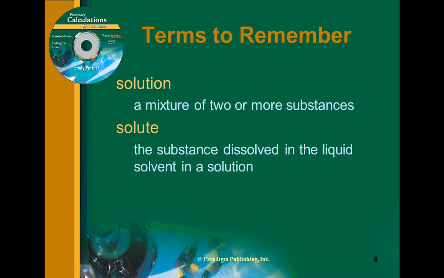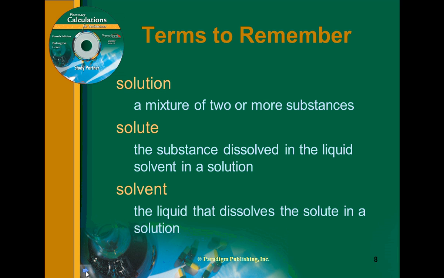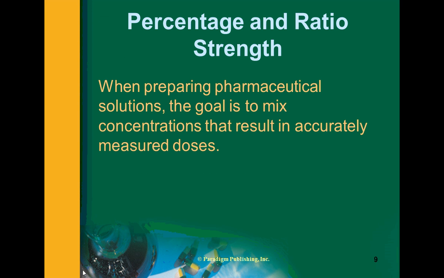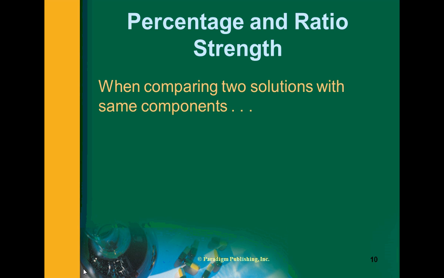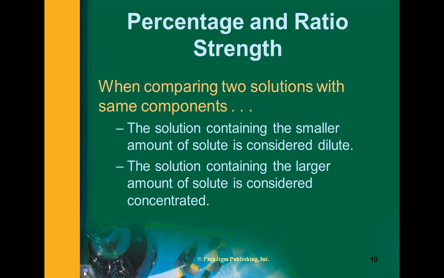And of course, the definition of a solution is a mixture of two or more substances. The definition of solute is the substance dissolved in the liquid, and a solvent is the liquid that dissolves the solute in a solution. So when preparing pharmaceutical solutions, the goal is to mix concentrations that result in accurately measured doses. When comparing two solutions with the same components, the solution containing the smaller amount of solute is considered the dilute. The solution containing the larger amount of solute is considered the concentrated.